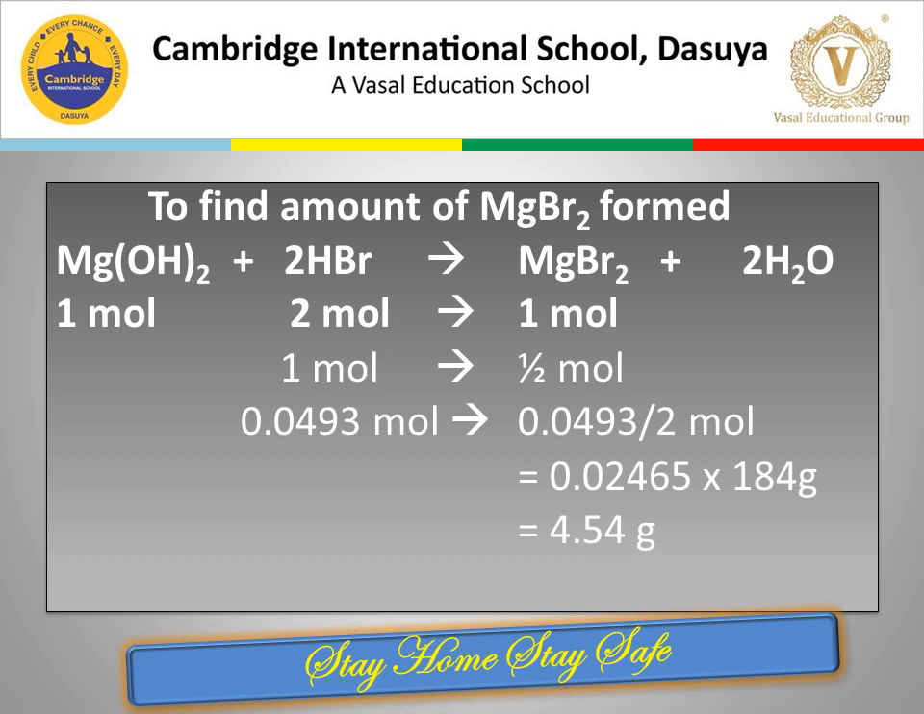In terms of mass, this number of moles has to be multiplied by the molar mass, which is 184, and multiplying 0.02465 with 184, we get 4.54 gram of magnesium bromide. And this is the amount of magnesium bromide which will be formed when we have 0.0493 mole of hydrogen bromide reacting.